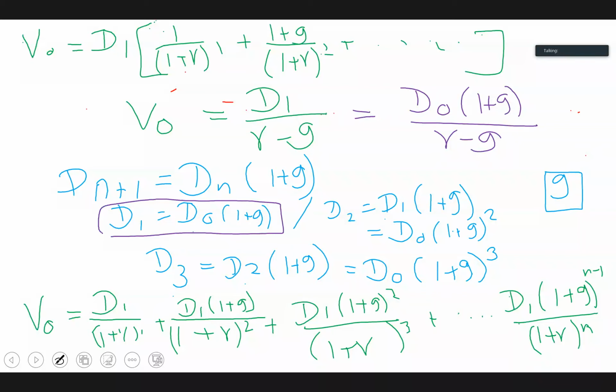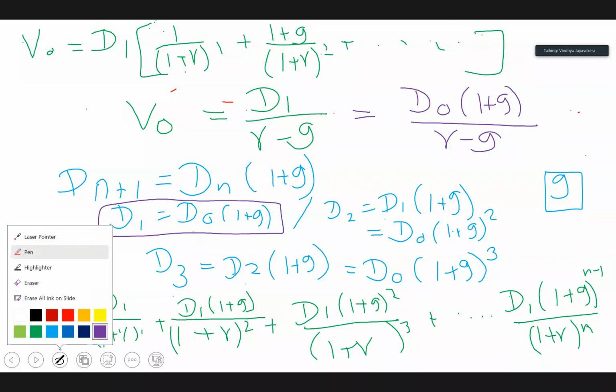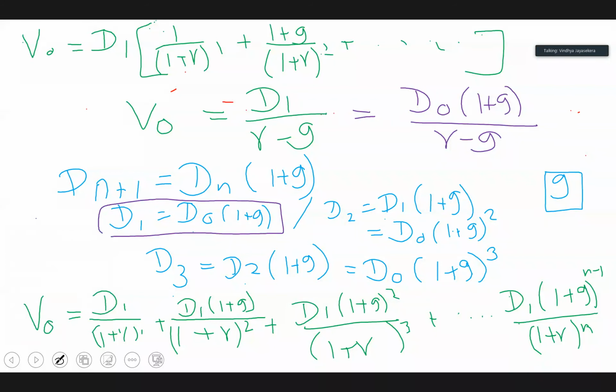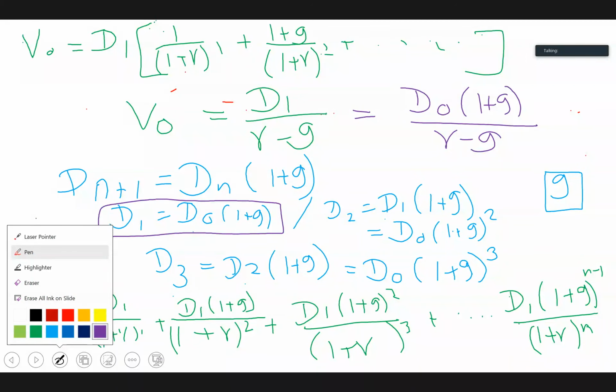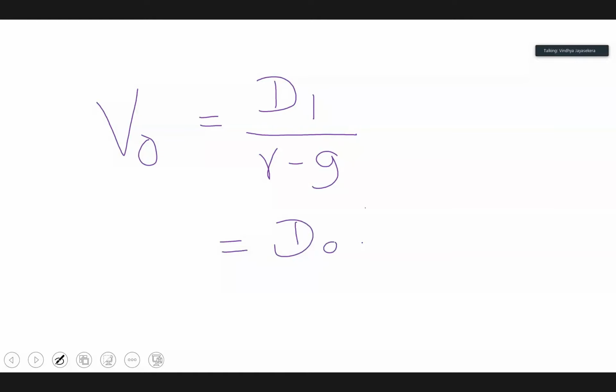So what do we call this? The constant growth dividend model. I'm erasing this. The value of my share today is equal to next year's dividend divided by R minus G, or same thing, today's dividend into 1 plus G divided by R minus G. Okay.